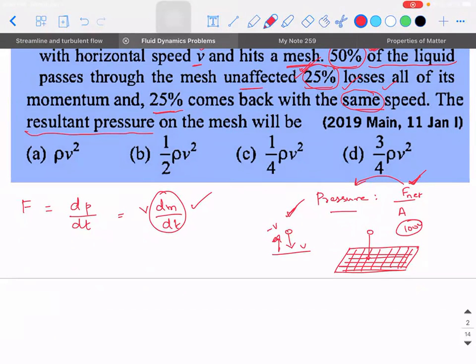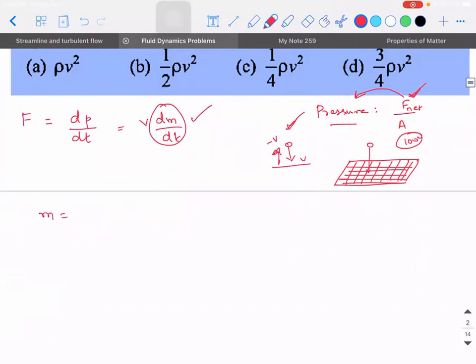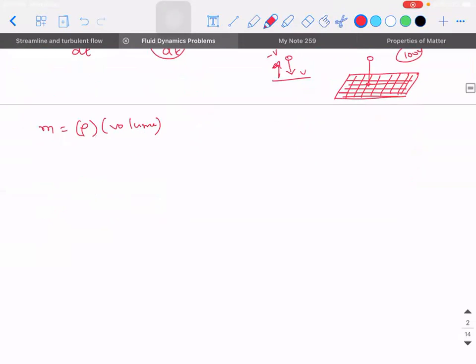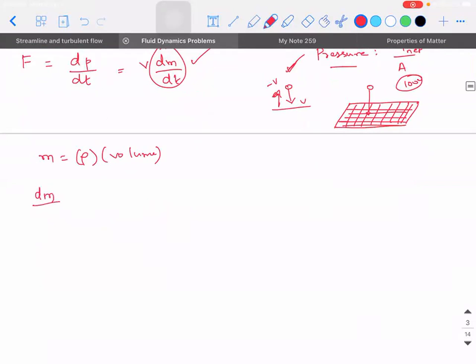Okay, so I need to find dm by dt. Let me think in these terms. So mass is equal to density into volume. Correct? That's what we used in the previous problem also. But I don't need mass. I need dm by dt. So I'm differentiating on both the sides. Dm by dt is equal to, if I observe, there are two quantities, density and volume. Out of these two, which one is changing for the liquid? It is the amount of substance that is hitting the surface, right? So rho into, can I write it as dV by dt? But till now we were discussing the rate at which the liquid is flowing. So what is the rate of flow of liquid called as?